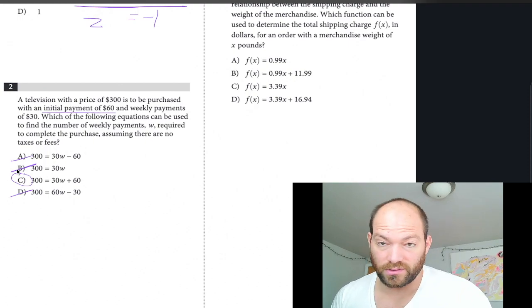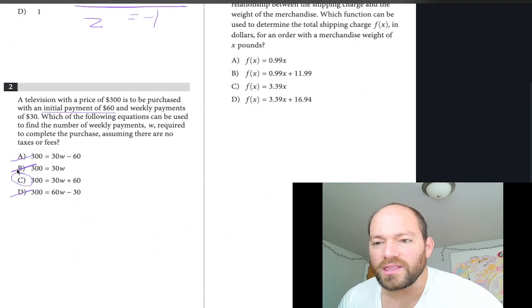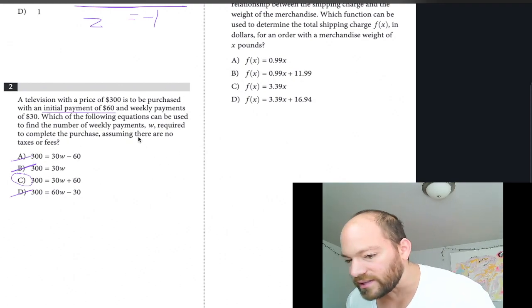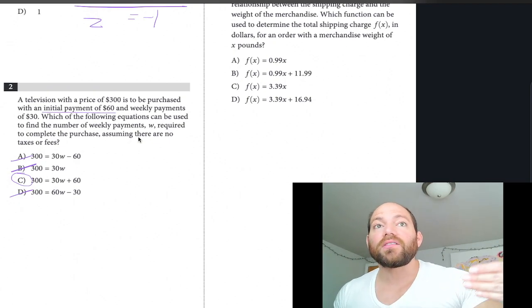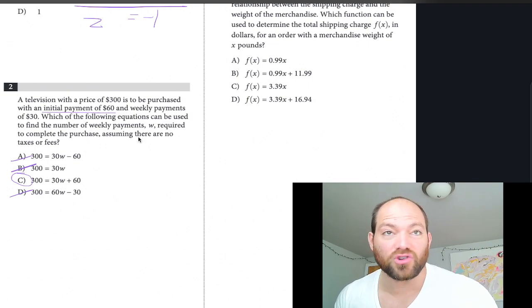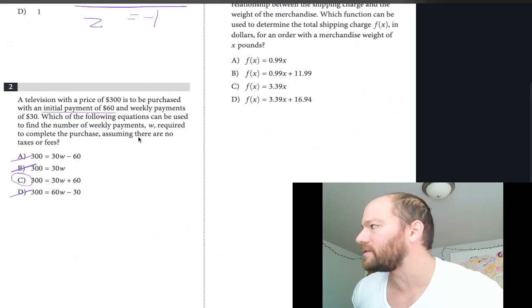Let me just go ahead and read the rest of the question just to make sure I wasn't too hasty. Weekly payments of 30. Okay, that makes sense because 30 w's all over the place. Weekly, by the way, that's one of our slope words. Have you seen my video about slope words? You see a reference to how often a change occurs or something like that? That's almost always going to be slope. Remember how much they love slope on this test?